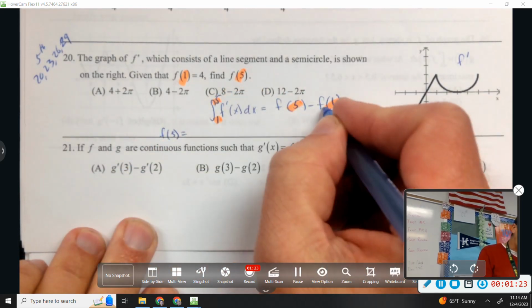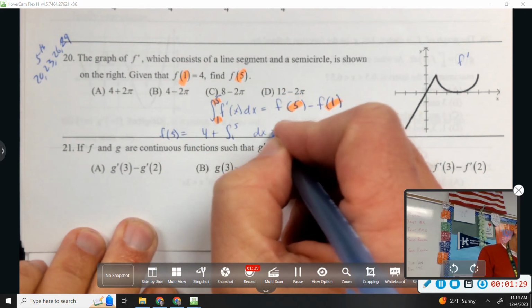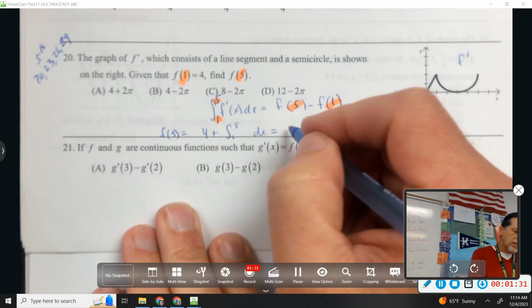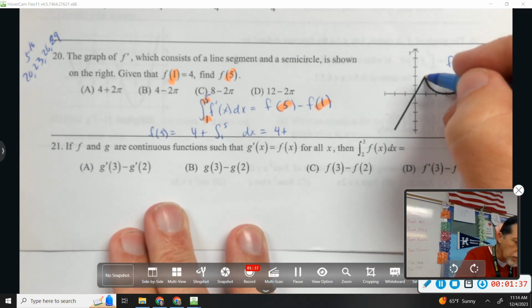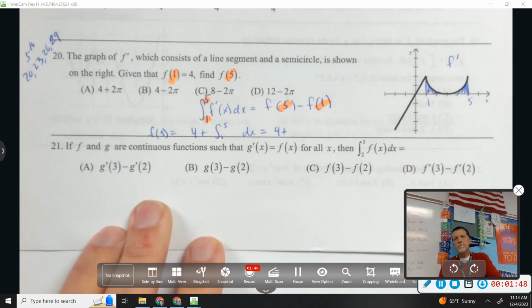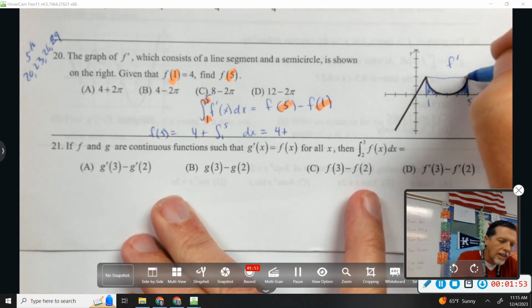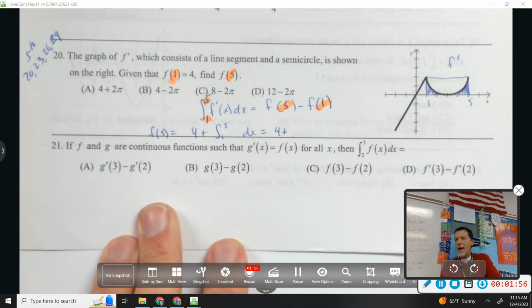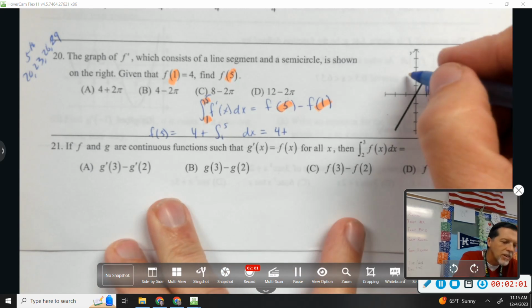So f of 5, if I move the 4 over, 4 plus the area under the curve. Okay, from 1 to 5. So from 1 to 5, is this area. Okay, so that's like a, what is that? Like a rectangle minus a half a circle? That's the only way to get that, is the rectangle minus a half a circle.